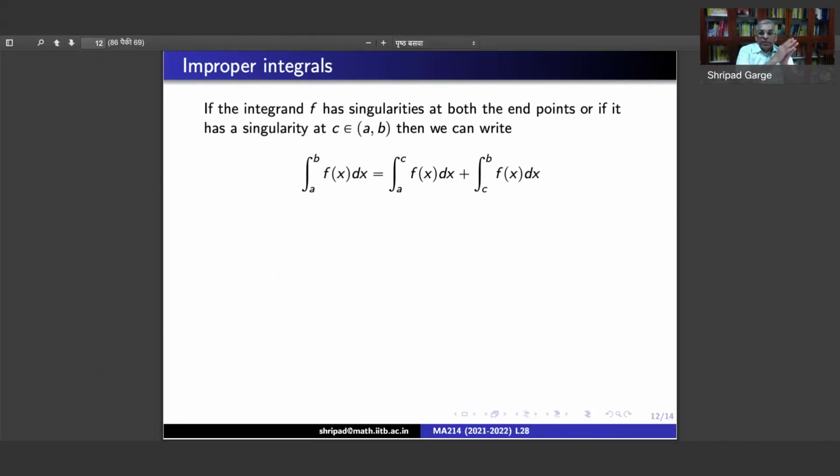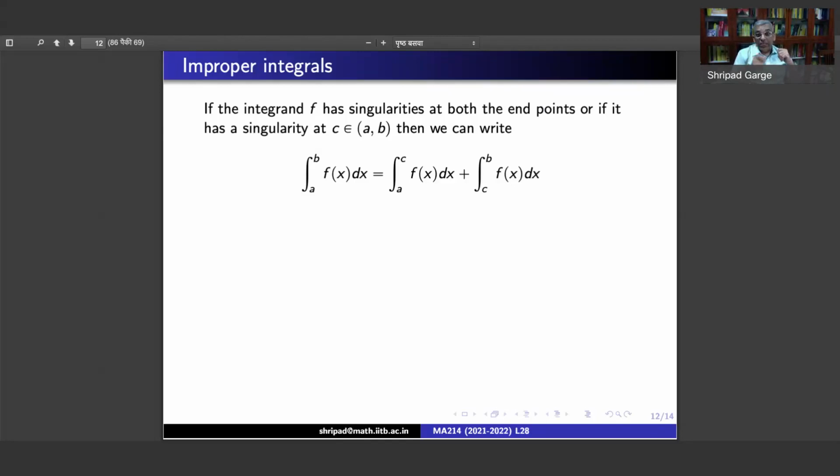So if your function had singularities at A and B, and C is a point where the singularity doesn't exist, then you have written it as a sum of two integrals where the singularity is at only one endpoint. The first one has a singularity at A, the second has a singularity at B, but you know how to convert it into another integral of another function over a different interval which has a singularity at the left endpoint. So you know how to deal with that case.